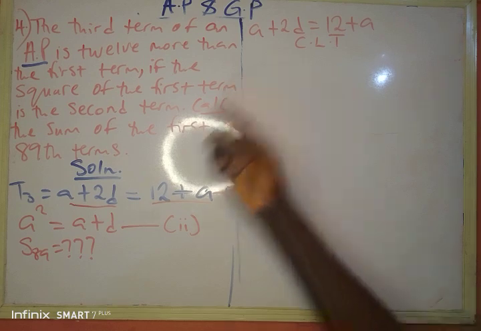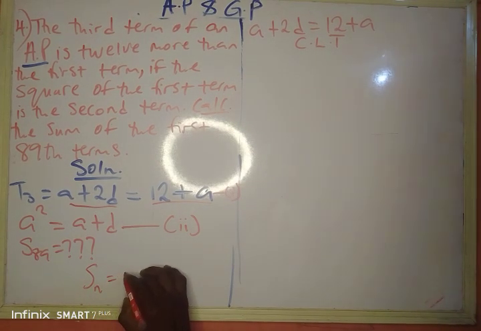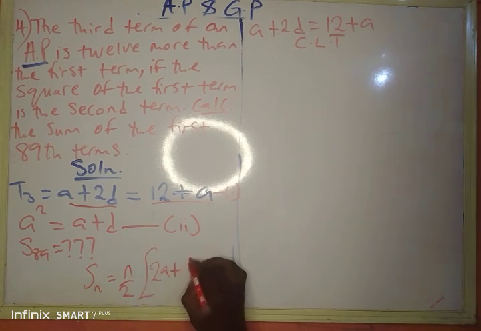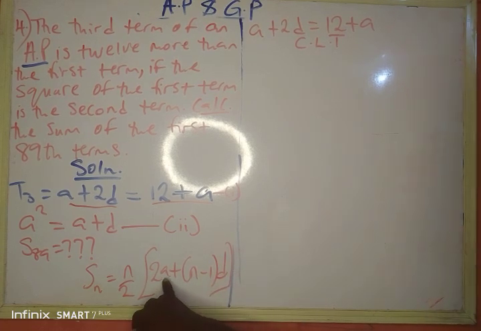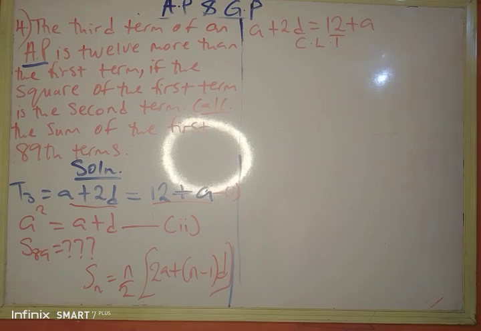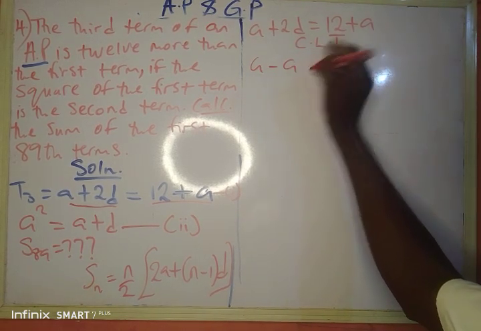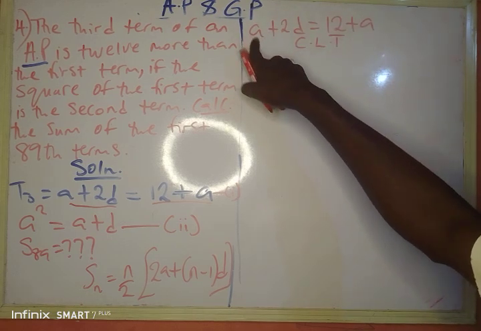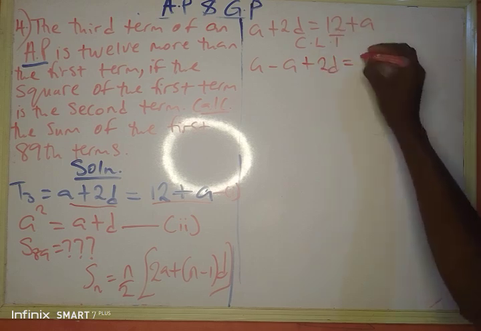Now from here, remember, you know that Sn equals N over 2 into bracket 2A plus open bracket N minus 1 close bracket D. So I need to find my A and I need to find my D, and that's why I want to carry out these processes. From here I can collect like terms, that's A minus A plus 2D, everything equals 12.